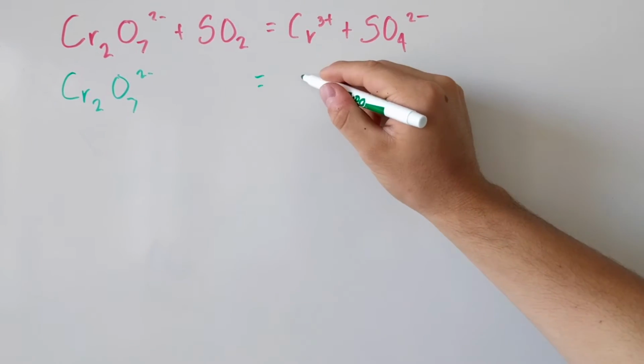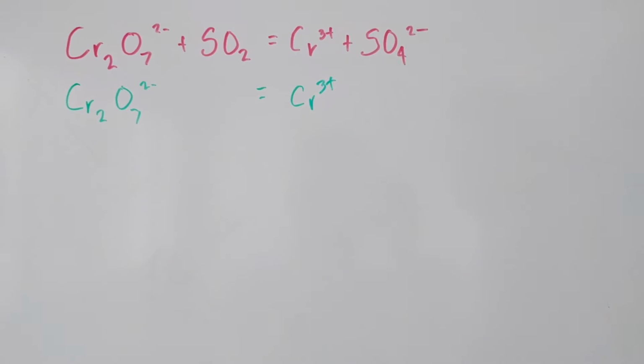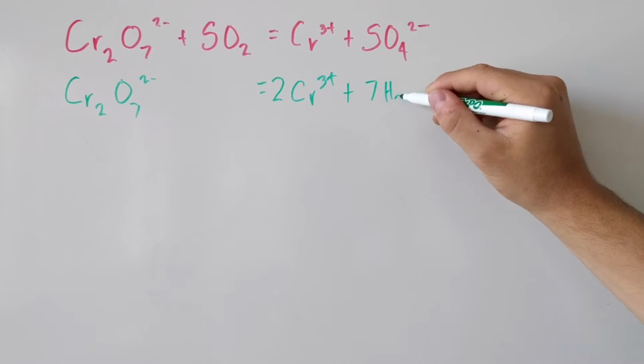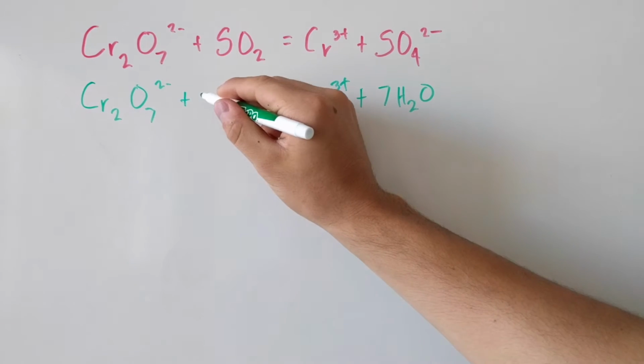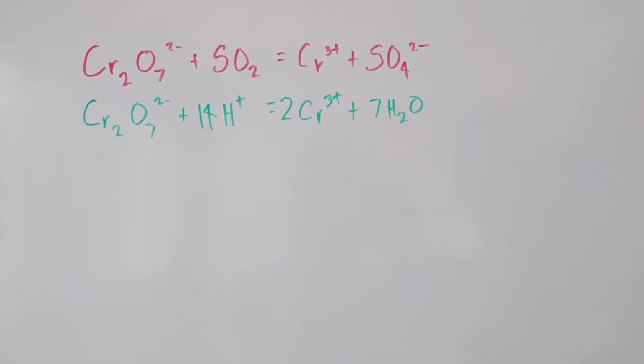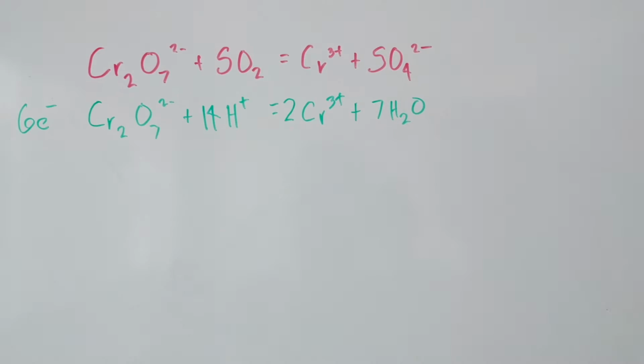We start by balancing chromium, then add 7 waters to balance the oxygen. We then add 14 hydrogen ions to balance hydrogen. Finally, to balance the charge on both sides of the reaction, we add 6 electrons.